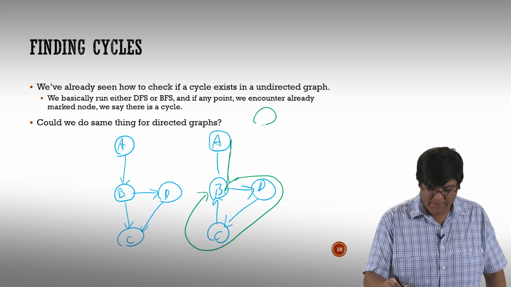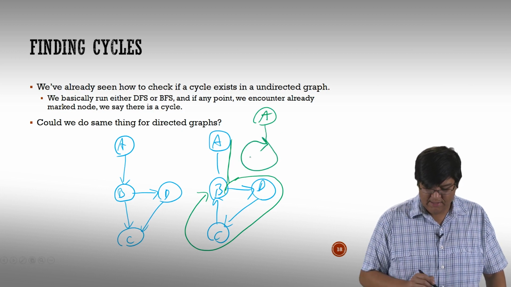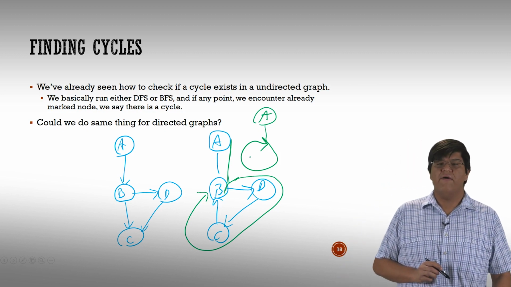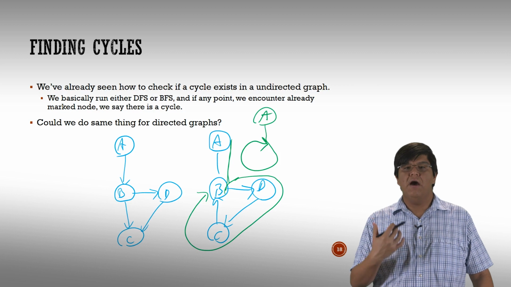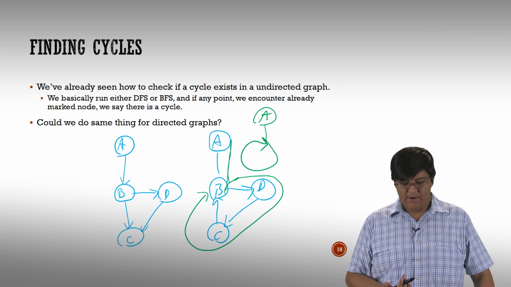So maybe I have a little mini picture over here, so I have A over here. A needs to basically go down, do some stuff, and then end up hitting itself. This is the way I can find a cycle in a directed graph. So I can't just run into a particular node that was marked somewhere else.